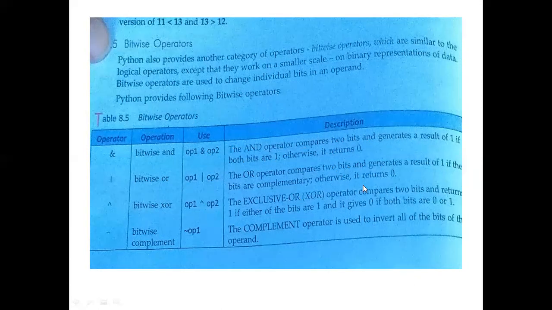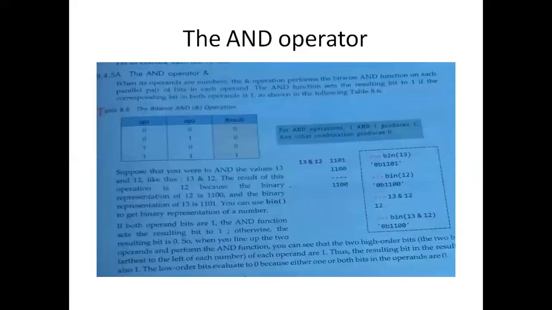The exclusive OR operator compares two bits and returns 1 if either of the bits is 1, it gives 0 if both bits are 0, it will give 1. So the bitwise complement operator is the negation of op1. So if op1 is true, then the negation of op1 is false. The negation of false is true. The complement operator is used to invert all the bits of the operand.